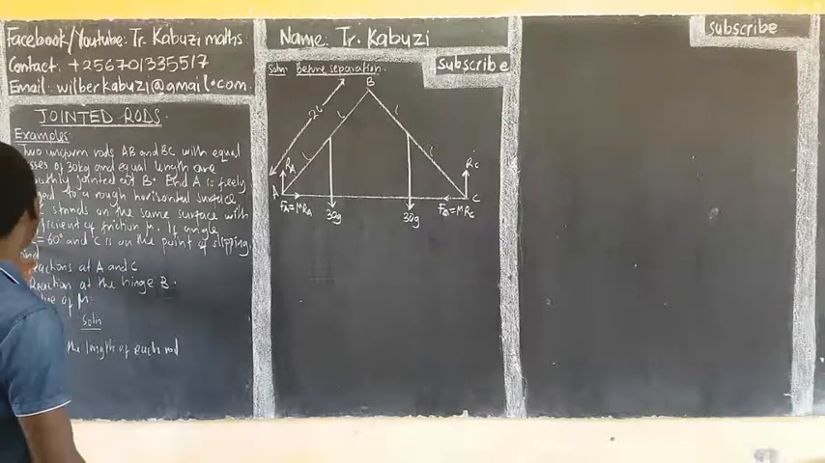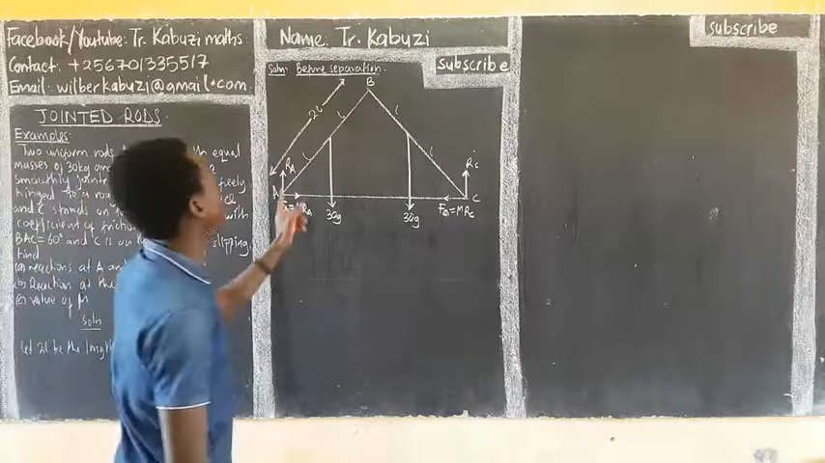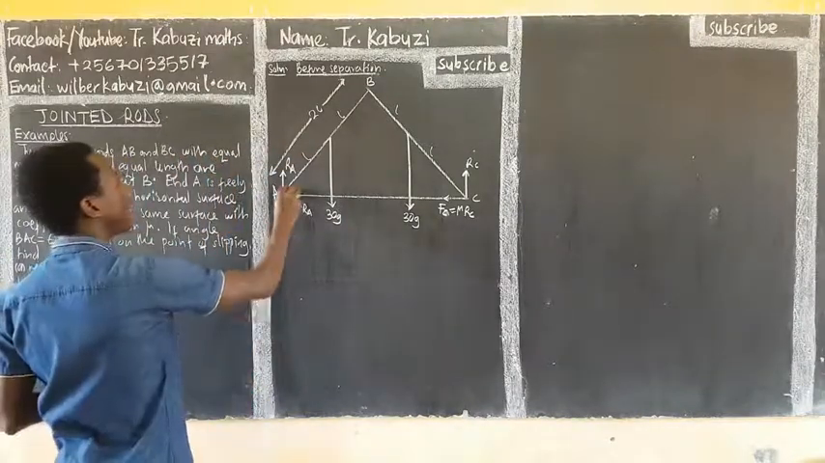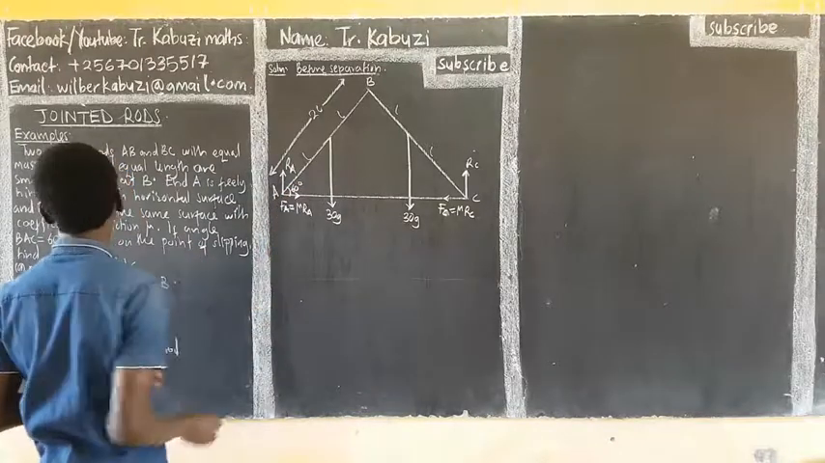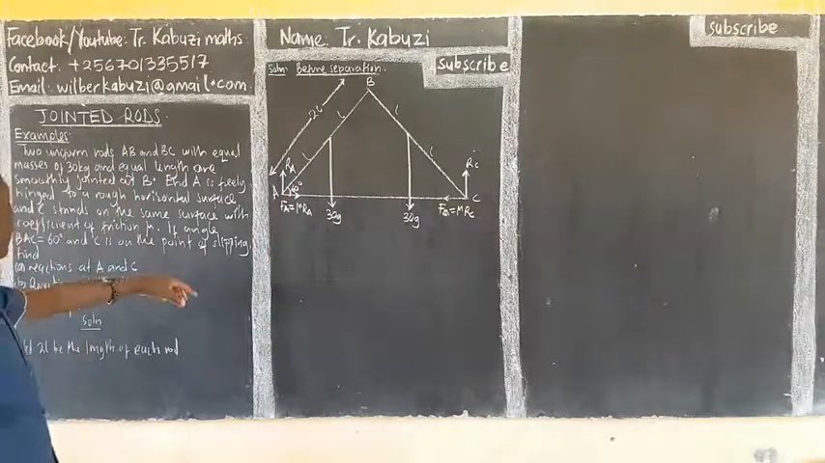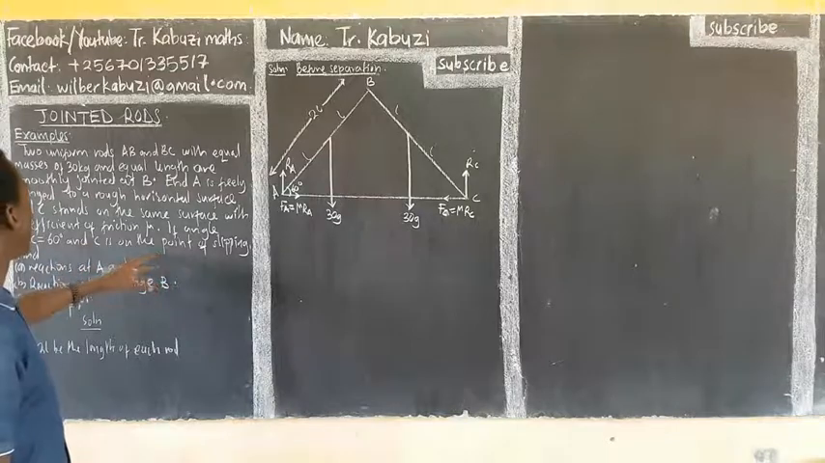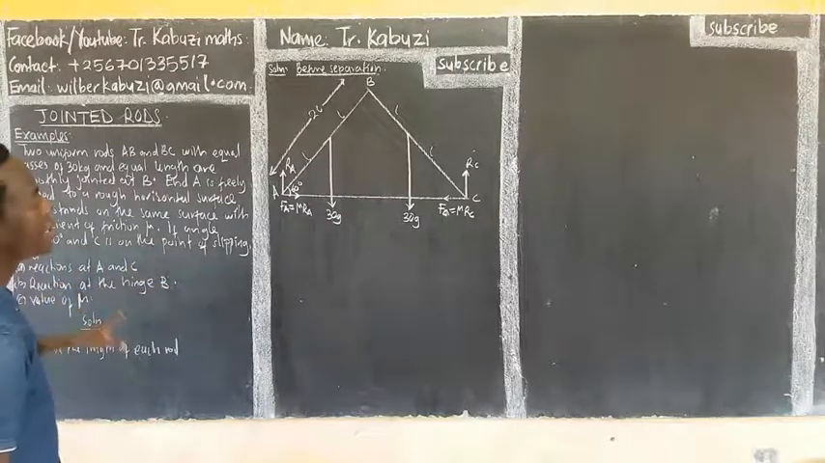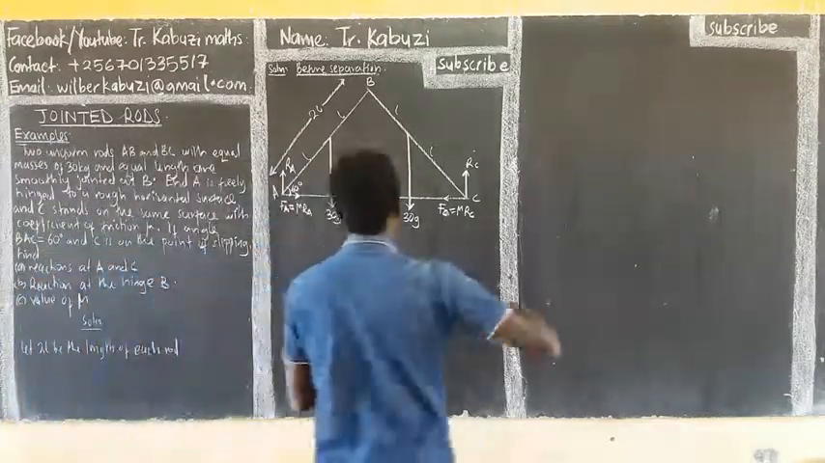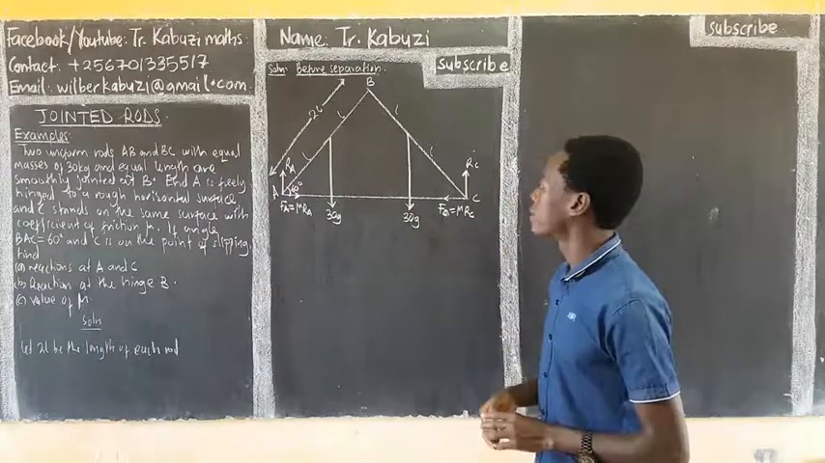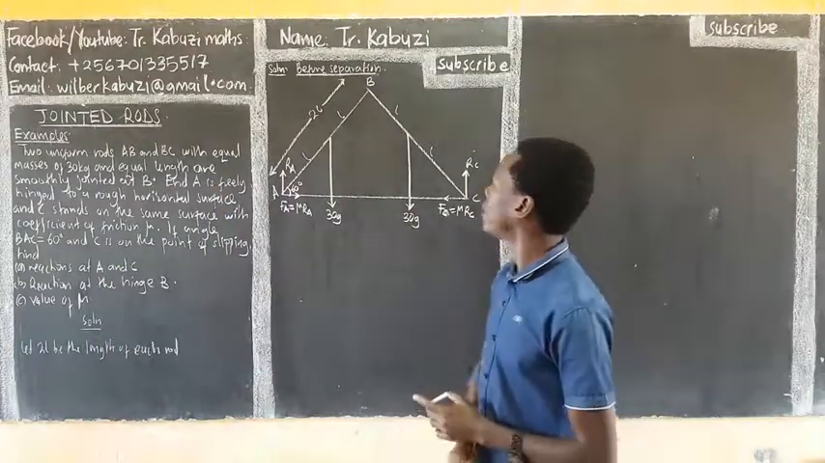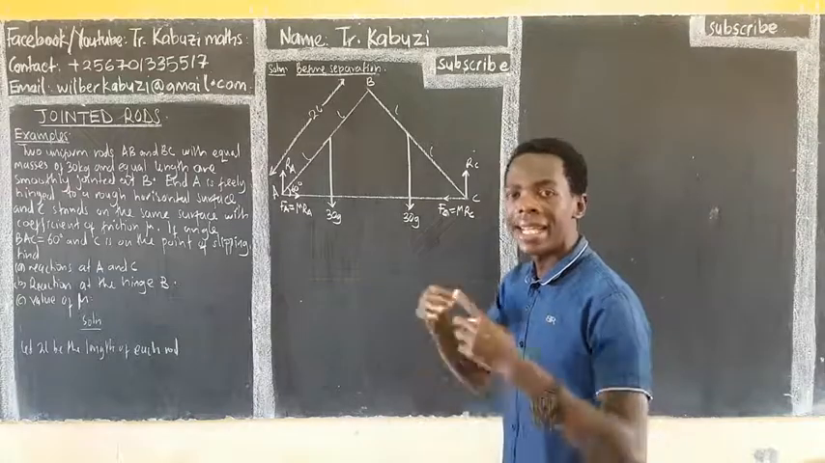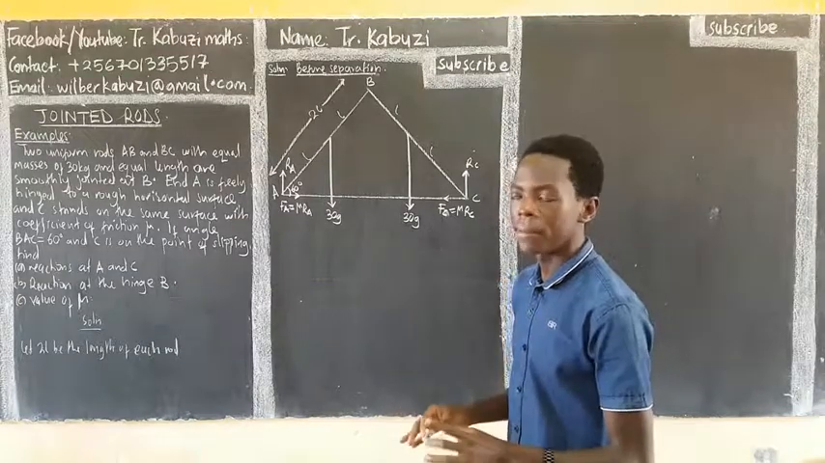If angle BAC, so they are giving us this angle as 60 degrees, okay? And this is about, is that on the point of slipping? Fine. Slipping means it's about to slide. So support C is at the point of slipping. So meaning it's just in equilibrium.